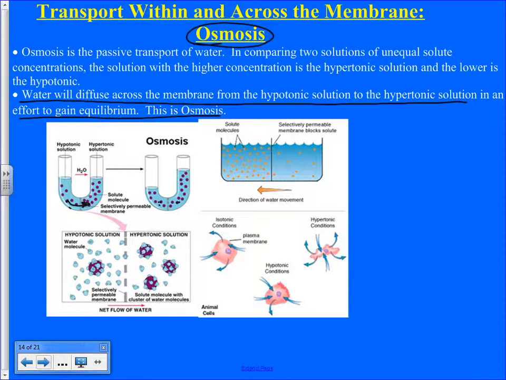Now, it's a passive process. That means your cell can't control it. It just happens. So it's good in that it's free, but when it's free, you can't control what it does either. That can be bad for a cell.